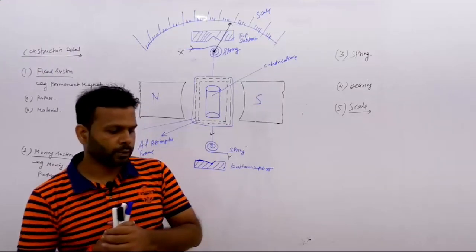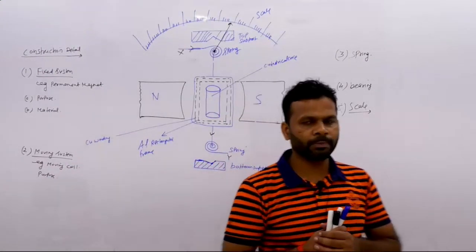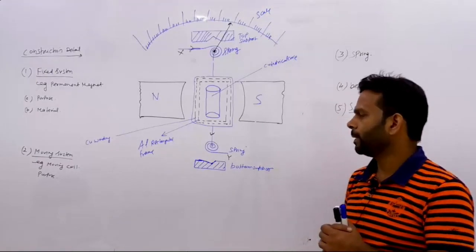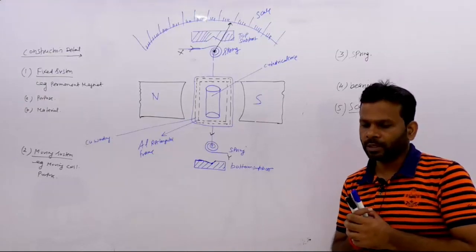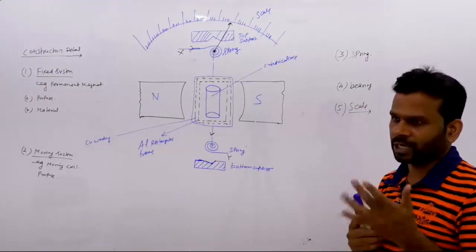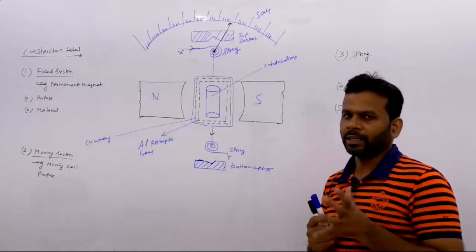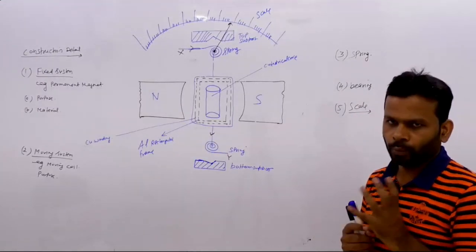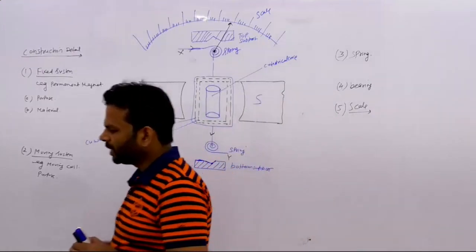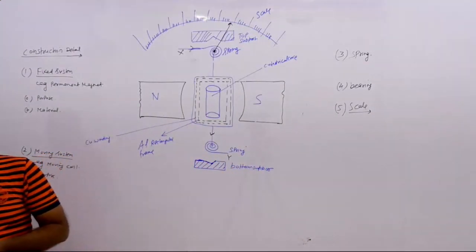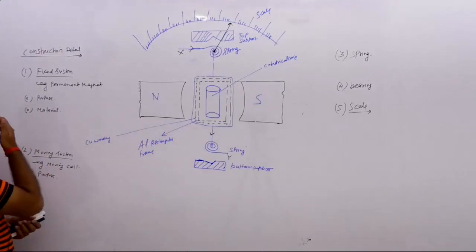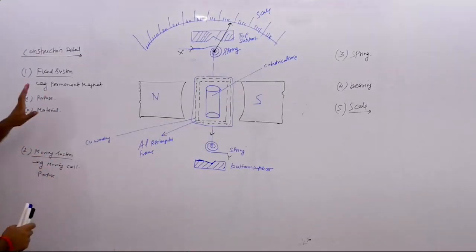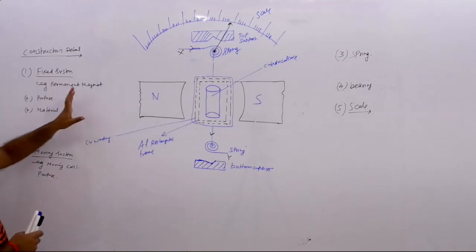Okay, now here we are using the permanent magnet, and the permanent magnet is of two types. In the older system we use U-shape permanent magnet, but nowadays we use Alnico or Alcomax type of permanent magnets. The main material for the permanent magnet is Alnico. Its complete name is aluminium nickel cobalt alloy. So the main purpose of the fixed system is to provide the main or working flux.